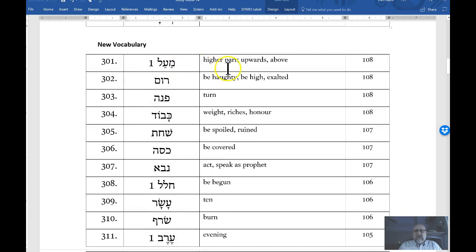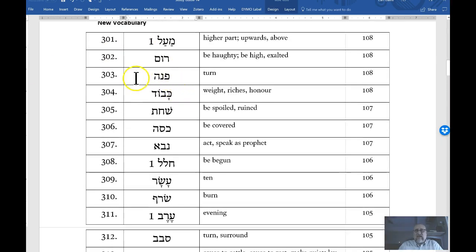So ma'al is above. Of course, we had that in Genesis 1 with the waters from above. Ram is high or haughty. Avram, exalted father or high father. Panah is turn. So I look at that and I see the word face, and faces turn. I don't know if they are related, but that's my mnemonic device. Kavod. This really is a word glory. It means weight or heaviness or honor. Verb, kaved. So great root to remember.